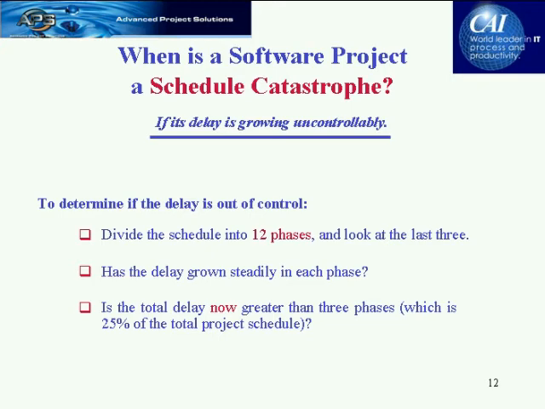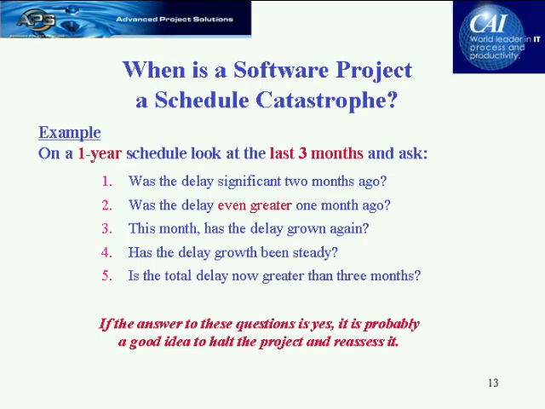We look and we say, from the beginning of this project, or is there a noticeable point in this project where the delay has been growing and has basically been steadily getting worse? If the total delay now is greater than the 3 phases, which is 20% of the total project schedule, then we are basically saying that we have a schedule catastrophe.